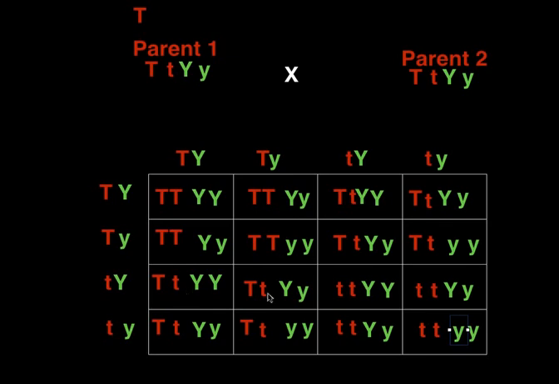Here's a tall yellow. Here's a tall yellow. Here's a short yellow. Here's a short yellow. It's a tall yellow. Here's a tall green. Here's a short green. And here's a short yellow. So it's a 9 to 3 to 3 to 1 ratio: tall yellow, 9, tall green, 3, short yellow, 3, and short green, 1.